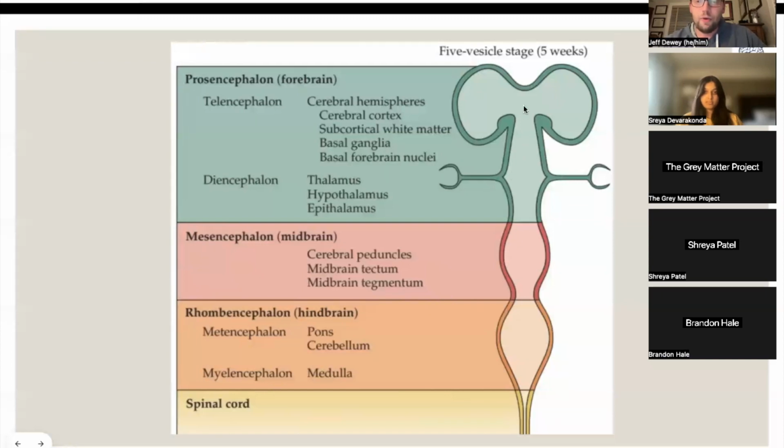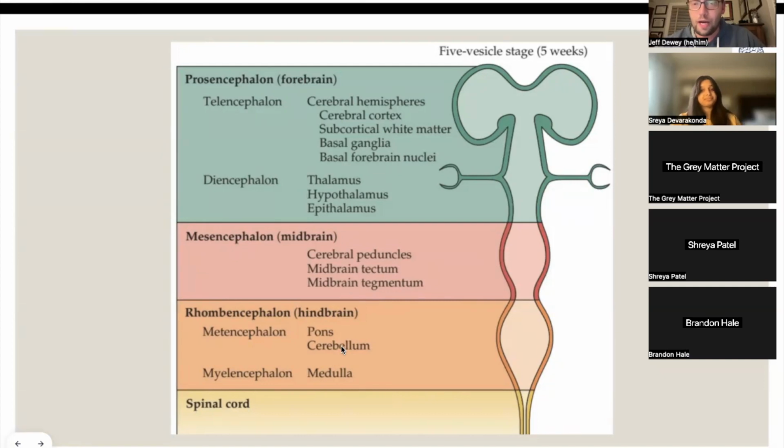And so what starts off as, this is not really to scale, but what starts off as the most complex part of the brain is actually pretty small in the embryonic form. The mesencephalon becomes the midbrain, or that first part of the brainstem. Then the rhombencephalon becomes the pons and the medulla, and also gives rise to the cerebellum.